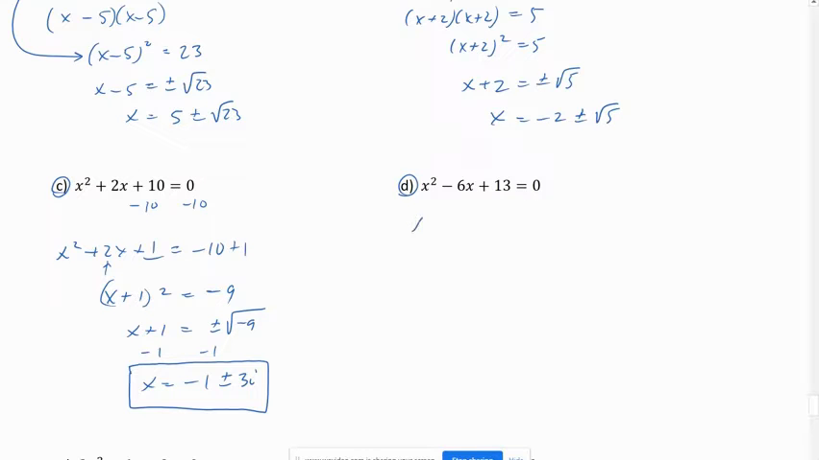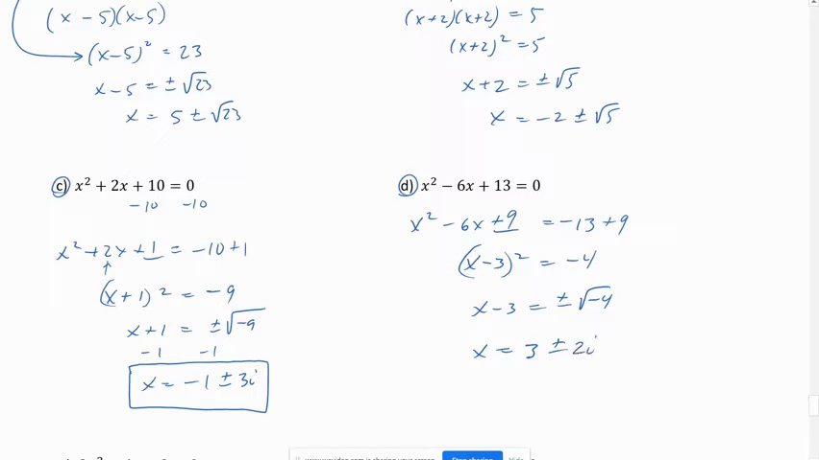For example D, we'll start off by subtracting 13 from both sides. If we take half of -6, that's -3. Square it, we get 9, so add 9 to both sides. Now we have x minus 3 squared equals -4. So when I take the square root of both sides, I get x minus 3 equals positive and negative square root of -4. So x equals 3 plus and minus the square root of -4, which is 2i.